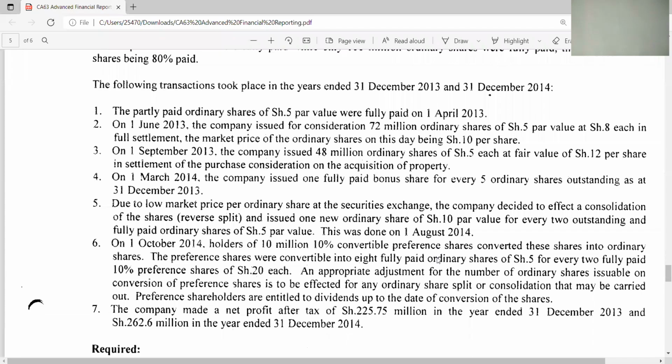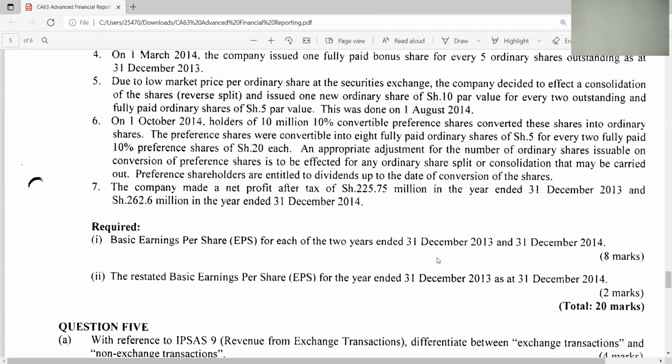So once we are done with the first part of the question, we can move to the second part, which was concerning restated earnings per share for the year 31st December 2013 as at 31st December 2014. When you are doing restated earnings per share, we call it comparative earnings per share. It's all about measuring the profitability of the entity using 2 consecutive periods. This one will be computed with the assumption of what if items like bonus issue, right issue, share split, and reverse split that are in the present year, were in the previous year.